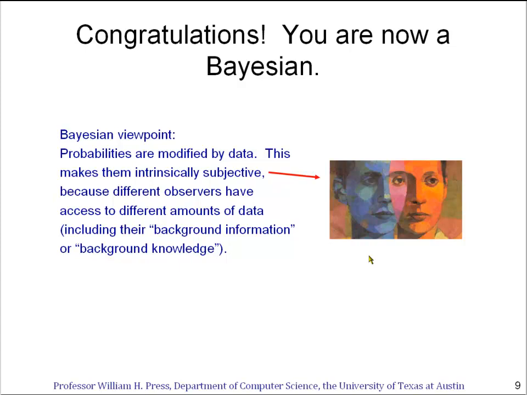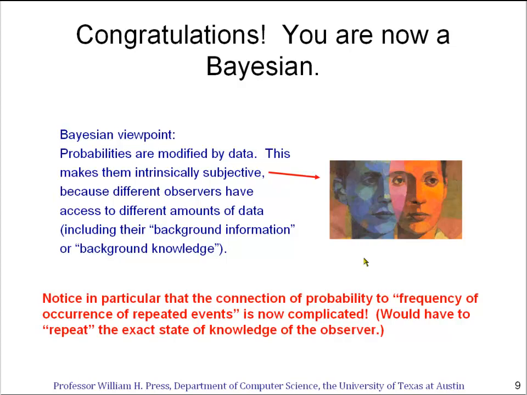This picture is a picture that you get on Google Images if you look up the word subjective. I must say, it looks to me more like a picture of a schizophrenic. And there's nothing schizophrenic about being a Bayesian, because Bayes, in principle, gives you a complete calculus of inference.